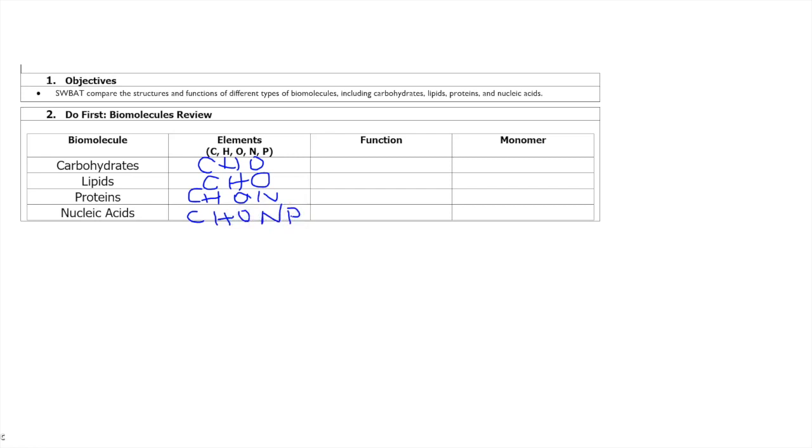Now let's talk about those functions. Carbohydrates provide quick energy. I'm just going to write quick. Make sure you also write energy. Lipids are long-term energy. Proteins are there for muscular function, muscles, as well as your proteins for your DNA. Nucleic acids, though, these are your DNA or your genes.